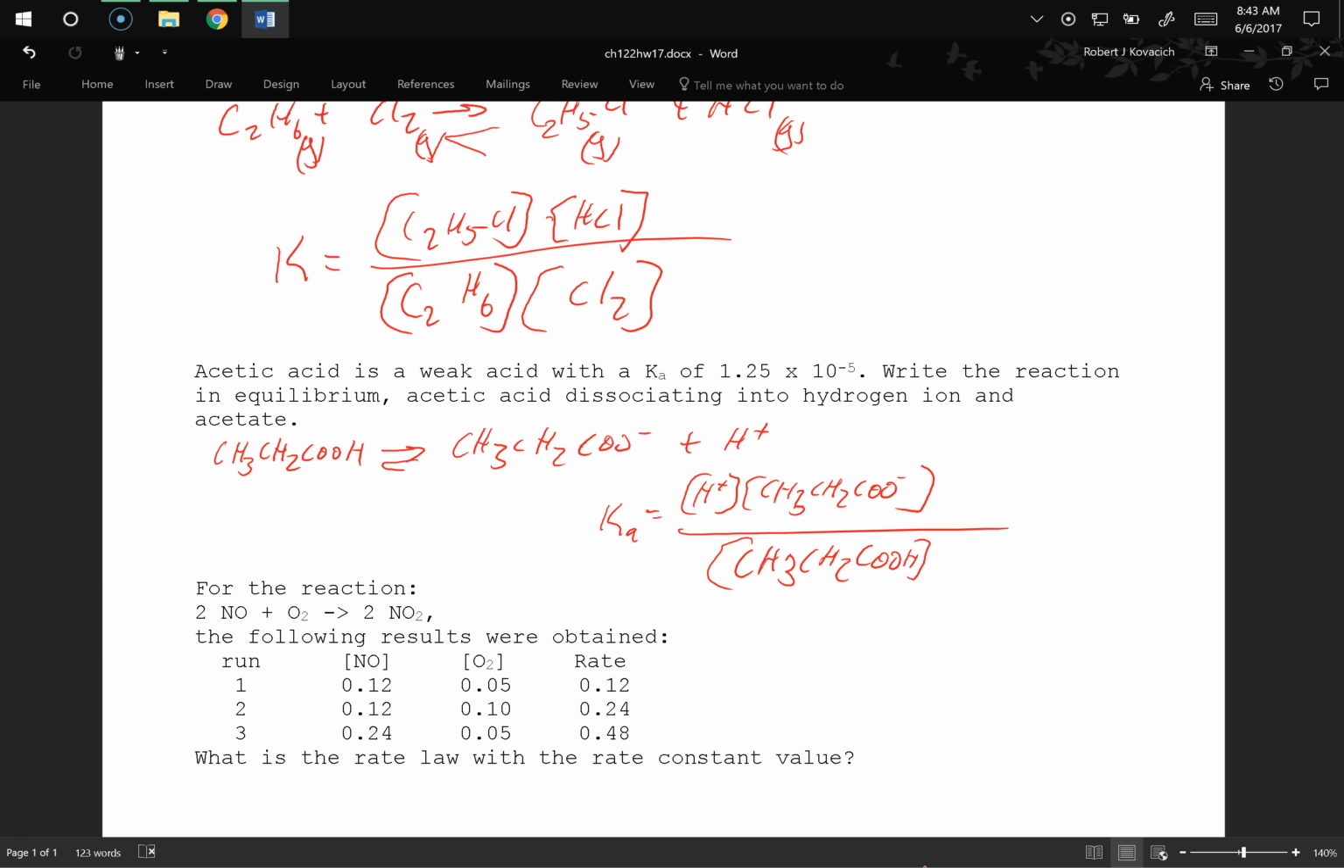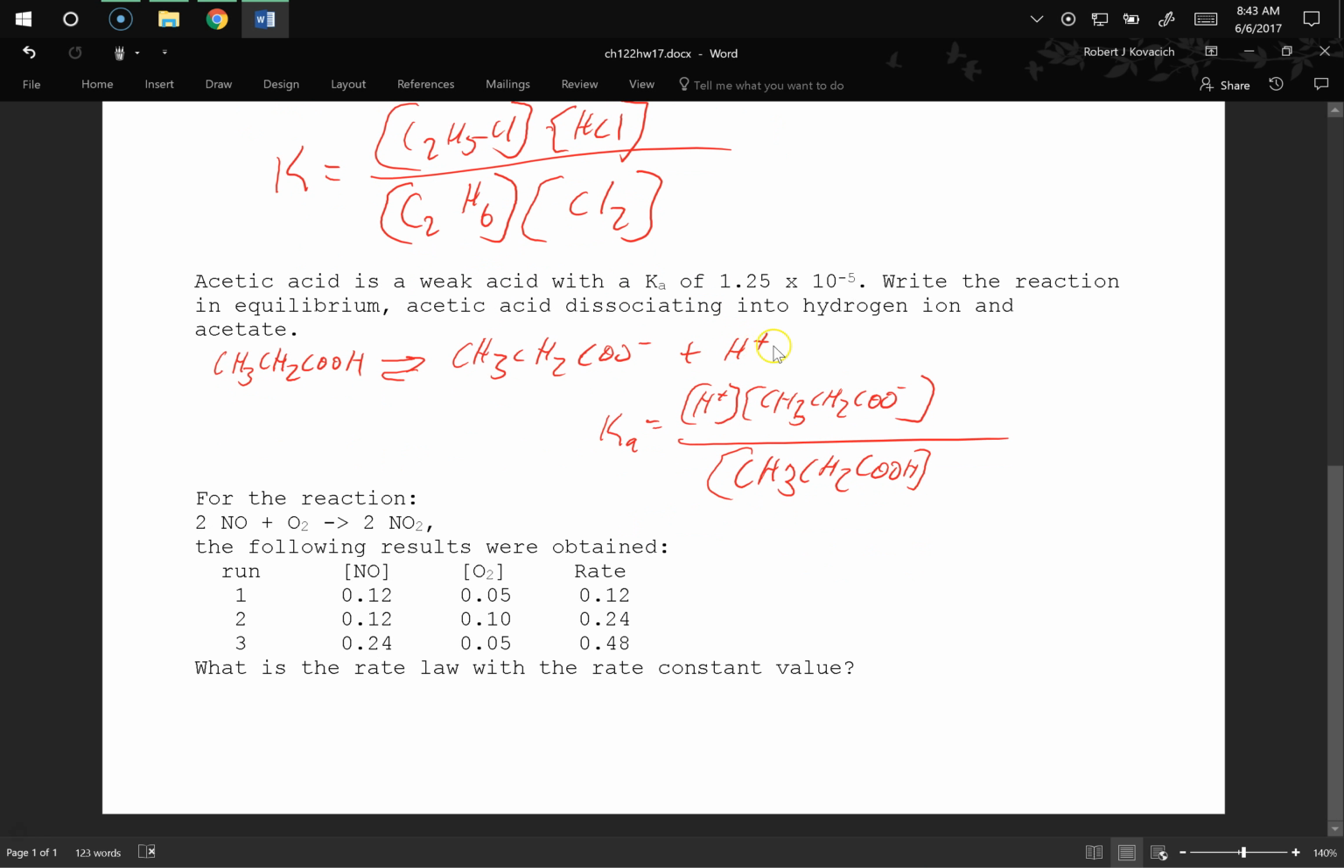Actually, I meant to ask more with that question, but whatever. It was going to be a question that we did in class the other day, where I would have asked something like, the acetic acid concentration is 0.25 molar. What's the H plus ion concentration? So how would we accomplish that?